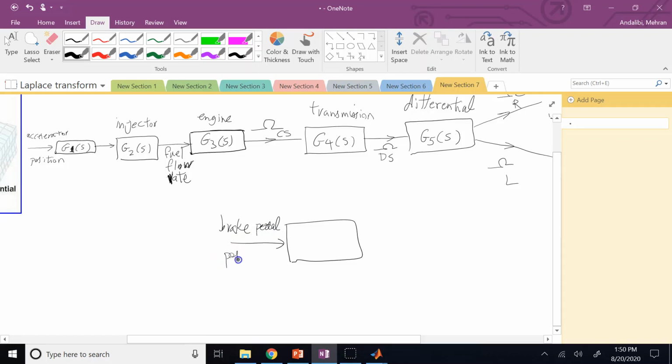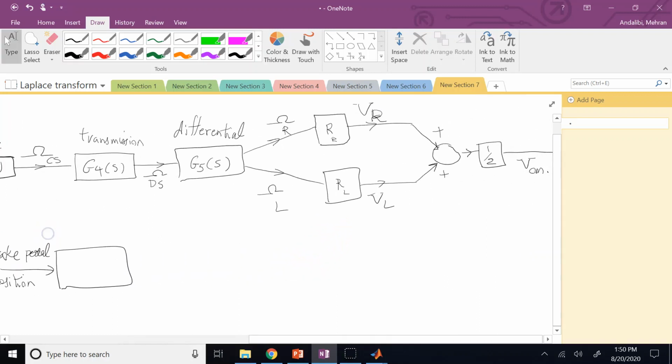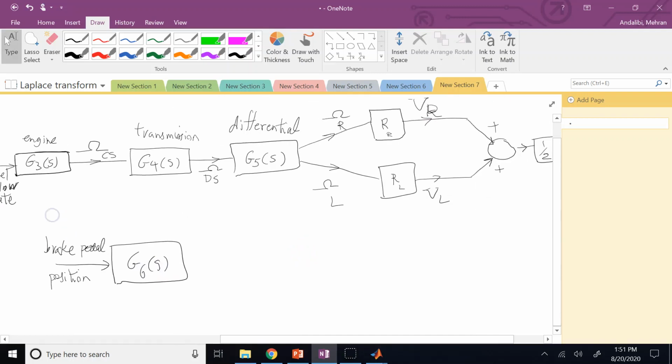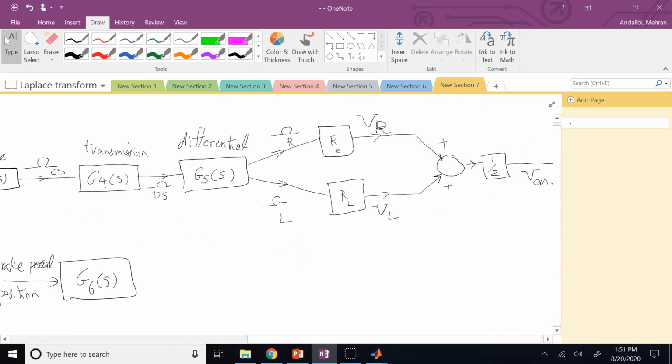Angular position. Right? And this is its own, again, mechanism. You might call it G6. It is converted into a voltage through the brake mechanism, and that will apply a torque on these tires to generate omega. So these omegas are not that simple, okay?